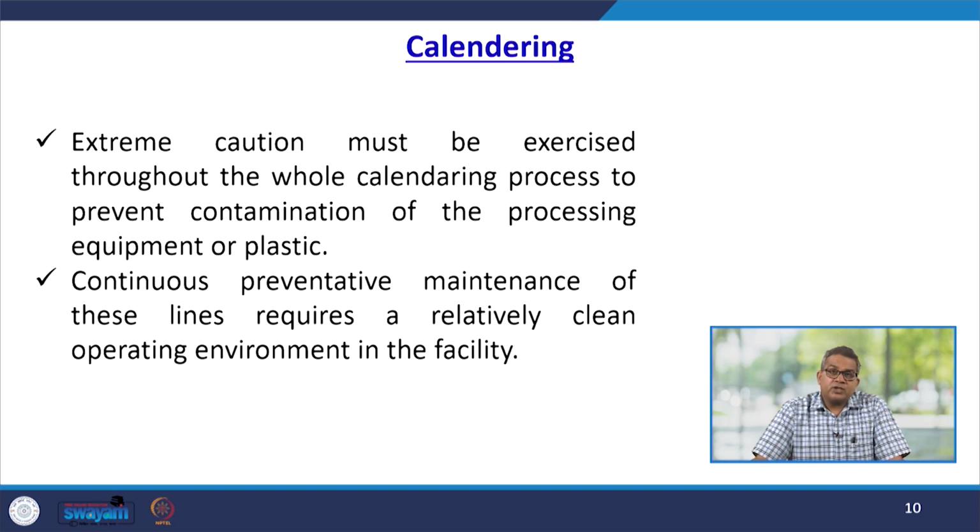Of course, extreme caution must be exercised throughout the whole calendering process to prevent contamination of the processing equipment or plastic. Continuous production lines require a relatively clean operating environment in the facility. Sometimes dust and dirt may also create a problem because they may get deposited either over the roll or over the surface of the film you are producing. This may create a deformed product.